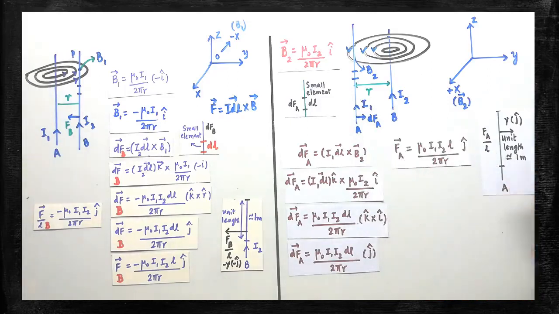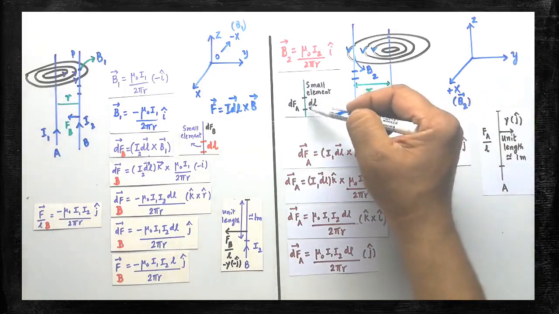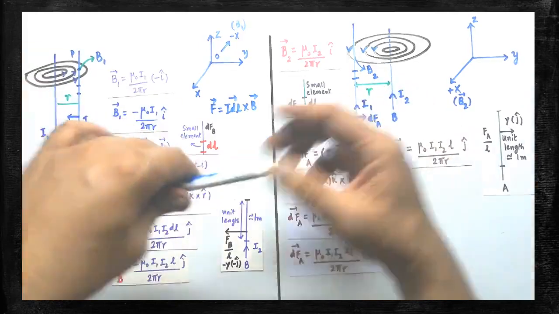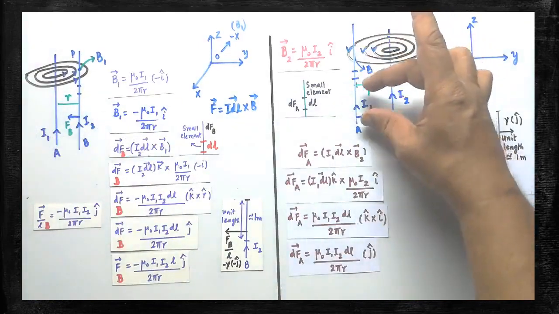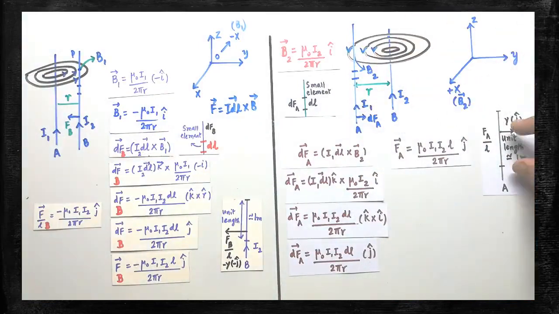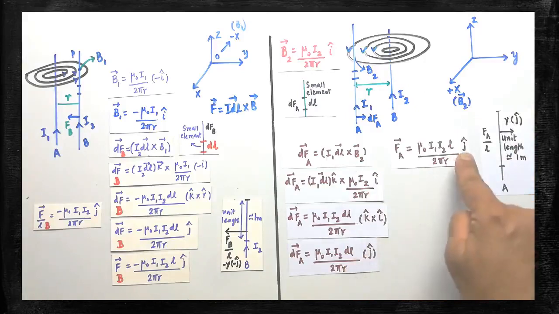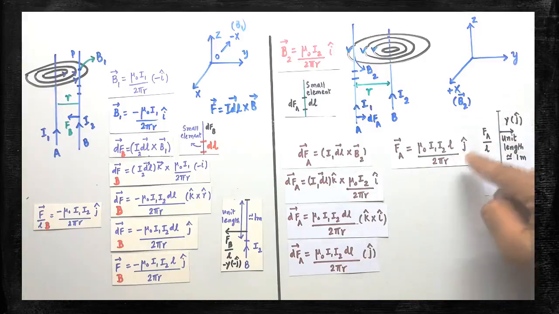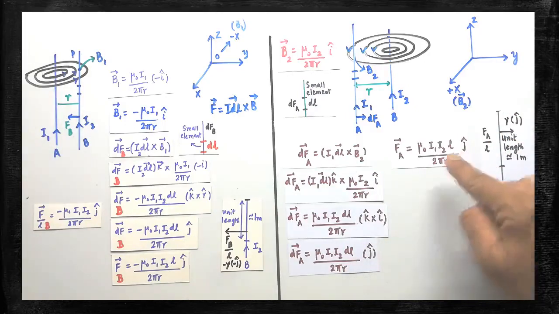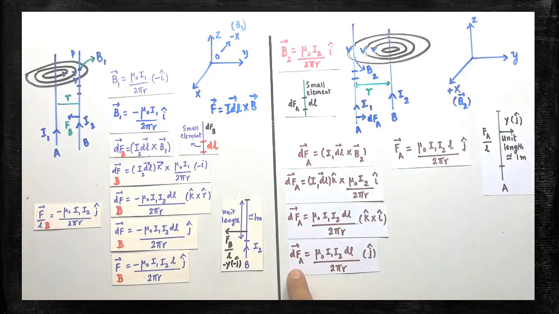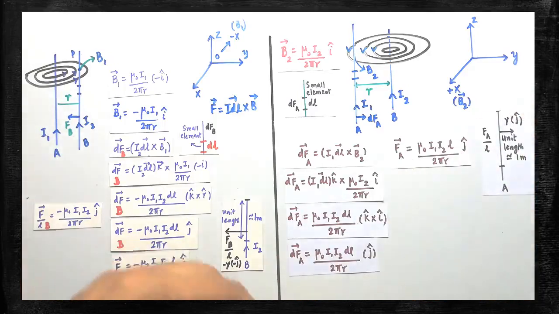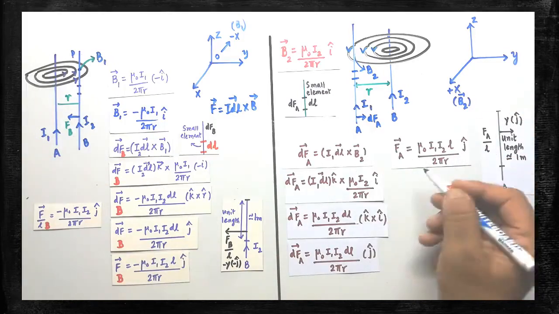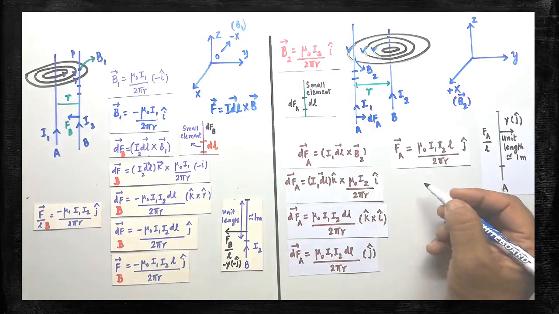So here, this is called small element dl. So many dl's are there in this wire. If all dl's are added, you will get unit length, the total length L. Are you clear? So dFA is a small amount of force. FA is the greater amount of force which is acting in the unit length. Now per unit length you have to calculate. Force per unit length must be calculated.